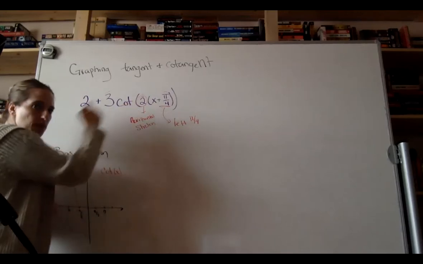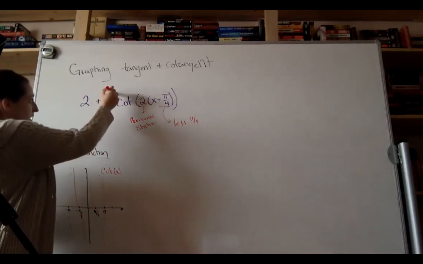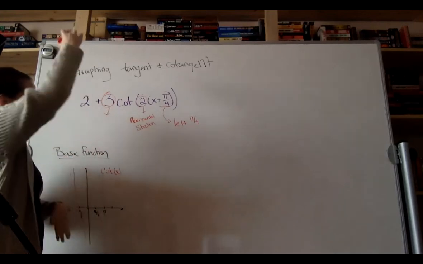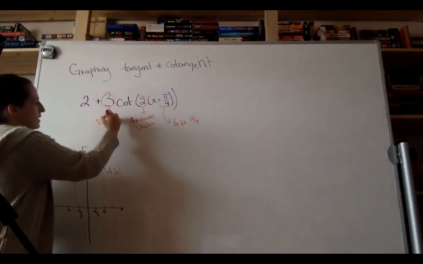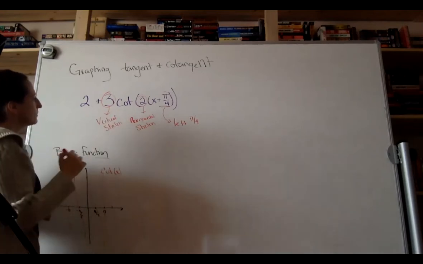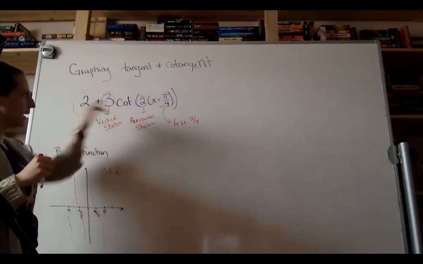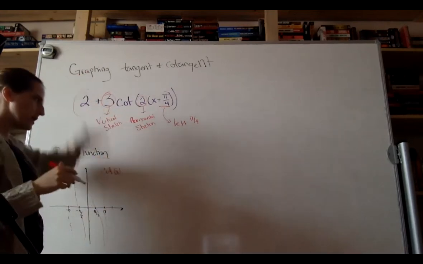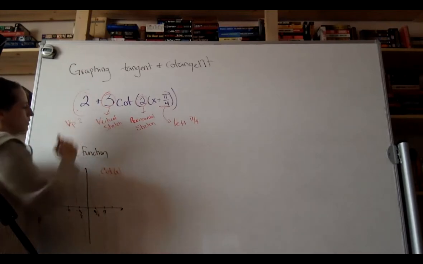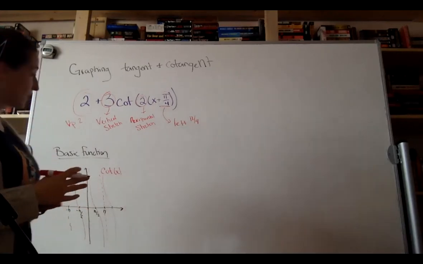And it's going to change our period, and we're going to talk about how it's going to change our period here in a minute. This 3 is a multiplier outside, so it's going to represent a vertical stretch. And last, this plus 2 is again outside of our x component, so it's going to represent a vertical shift of up 2. Okay, we don't have an x-axis reflection or a y-axis reflection in this one.